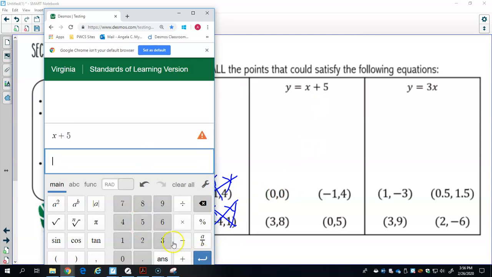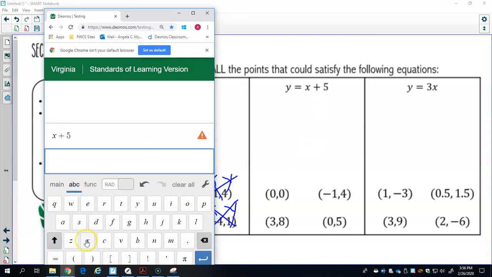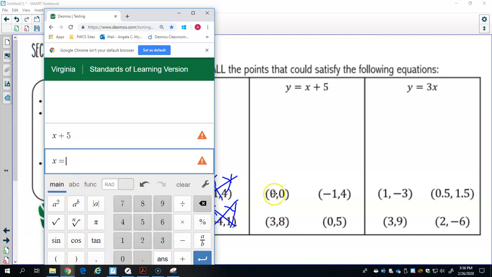So if I go to my next line and I tell Desmos that x is equal to, remember right here, there's a 0. So I put 0. If I put in 0, what do I get for y? Well, right here it tells me I get 5. I did not get 0. And it's because it's additive, not proportional, so I'm going to X it out. Okay, so let's try this one.